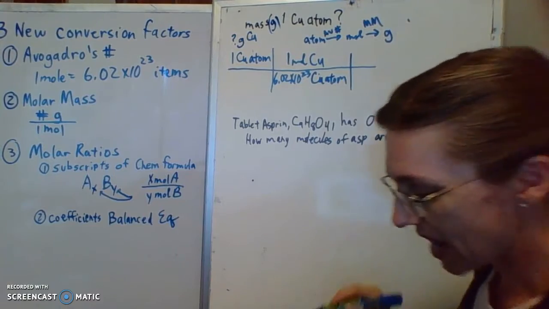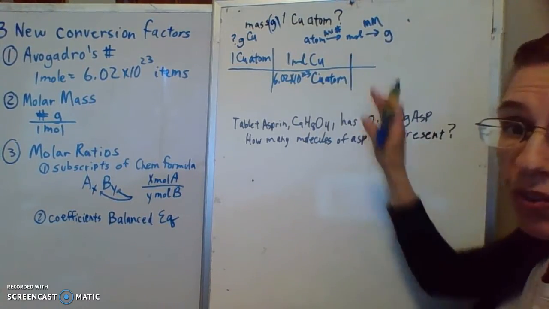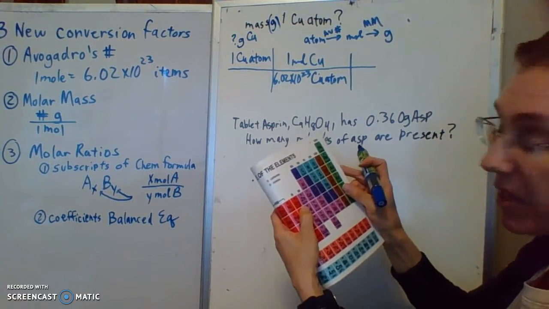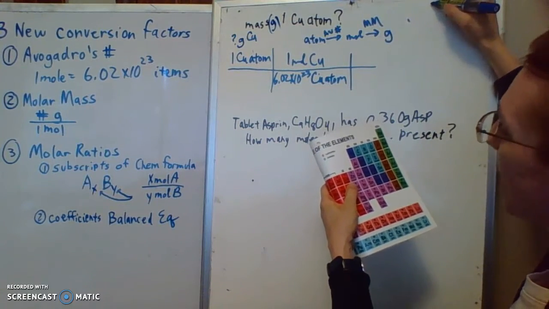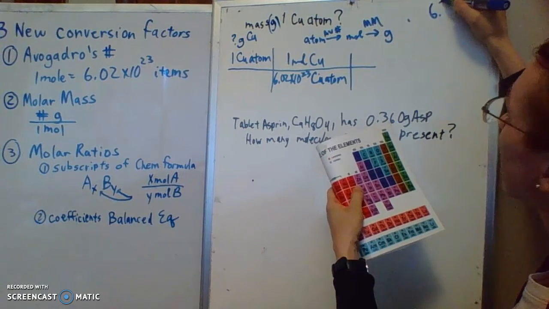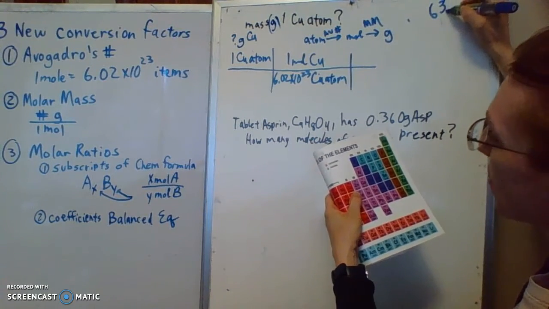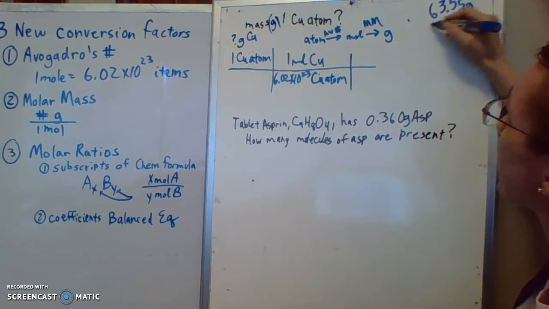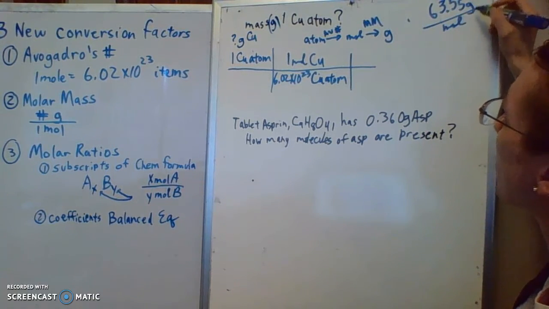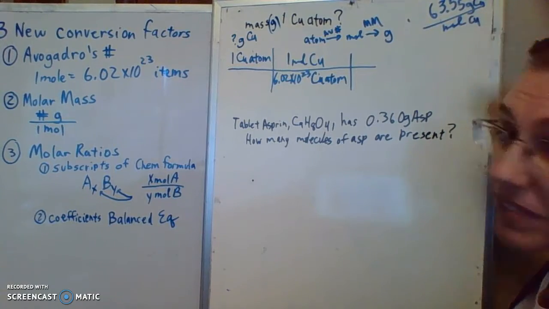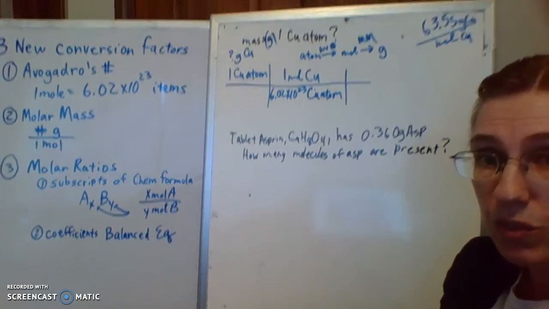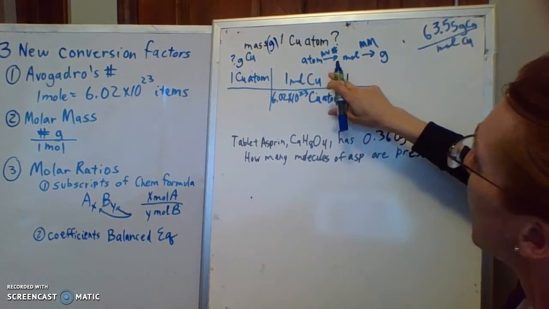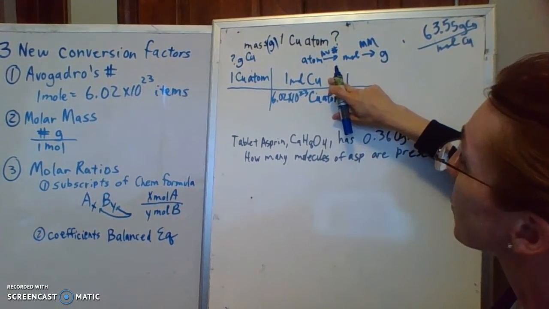Now we need the molar mass of copper in order to convert it all the way to grams. So the molar mass we can get directly from our periodic table. I see copper, and copper's number is 63.55, and the units on molar mass are grams per mole. And that's of copper. Okay. So we're going to use that number as our conversion factor.